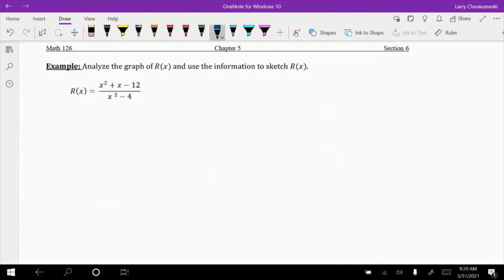All right, first thing we're going to want to do is factor the top and bottom. So let's look at the numerator polynomial. It has a leading coefficient of 1. So we'd want to figure out factors of negative 12 that add up to positive 1. And those would be positive 4 and negative 3. So that's how the top factors. And then how does the denominator factor?